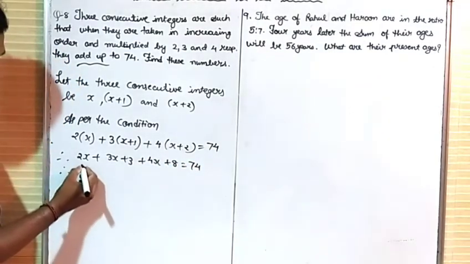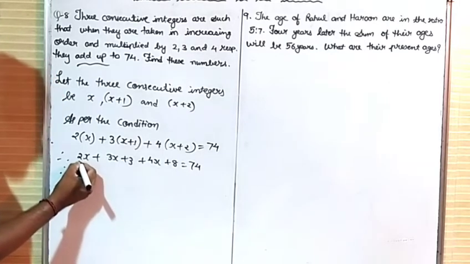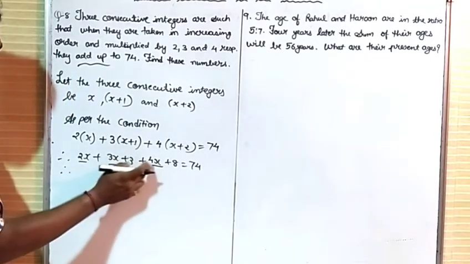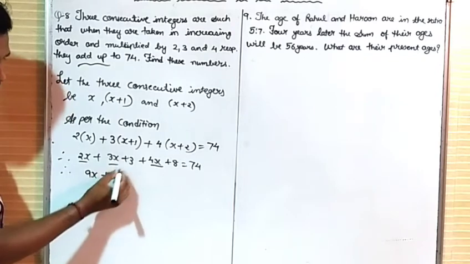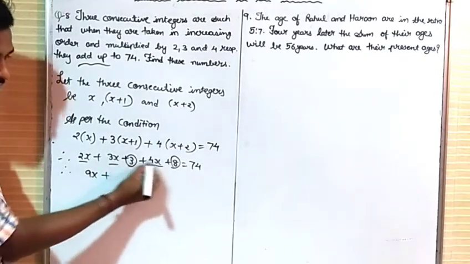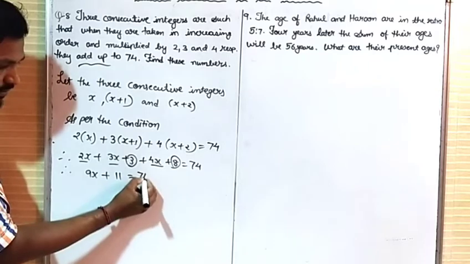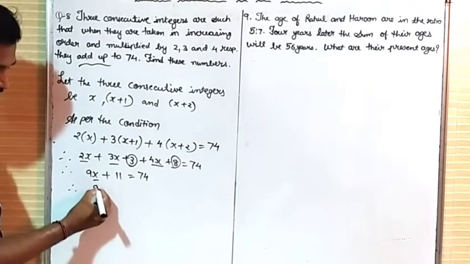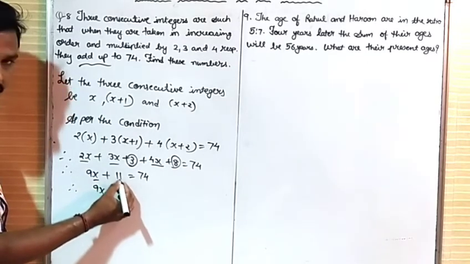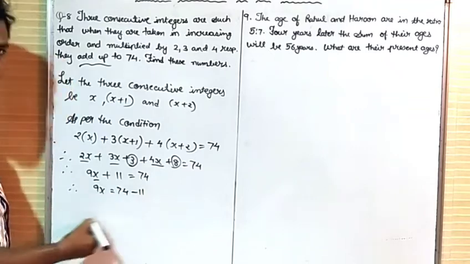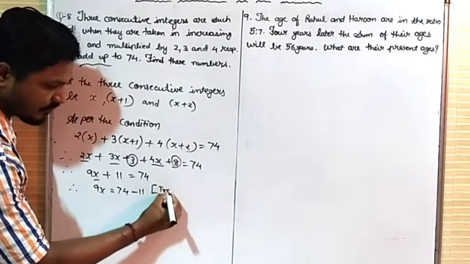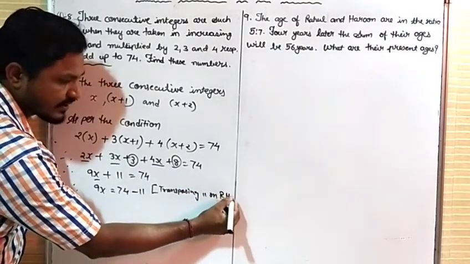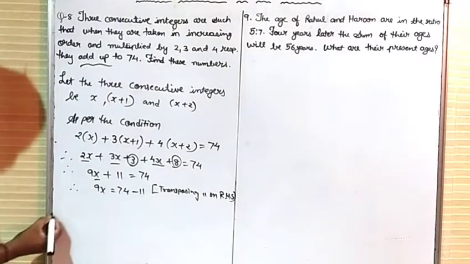Now make a sum of the numbers with the variable x: 2x, 3x, 4x. That is 2 plus 3 is 5, 5 plus 4 is 9x. Then 3 plus 8 gives 11. Then we need to find the value of x. As I told you, just transpose and try to separate this value. Transposing 11, you have to subtract it. Write down the statement: transposing 11 on RHS.